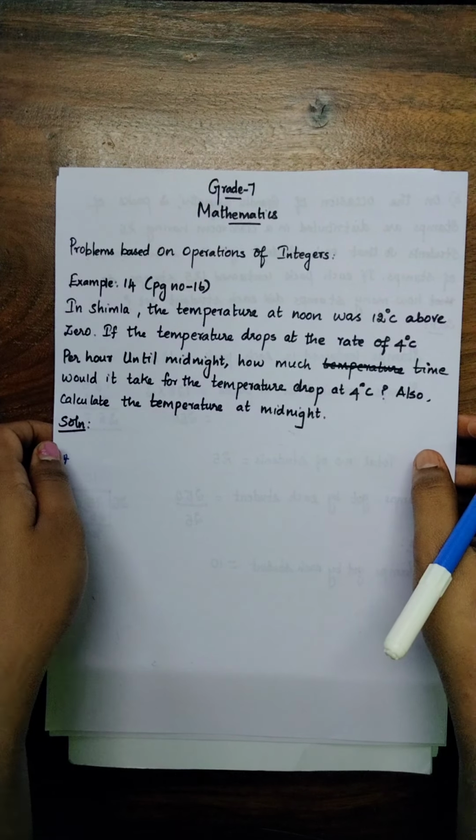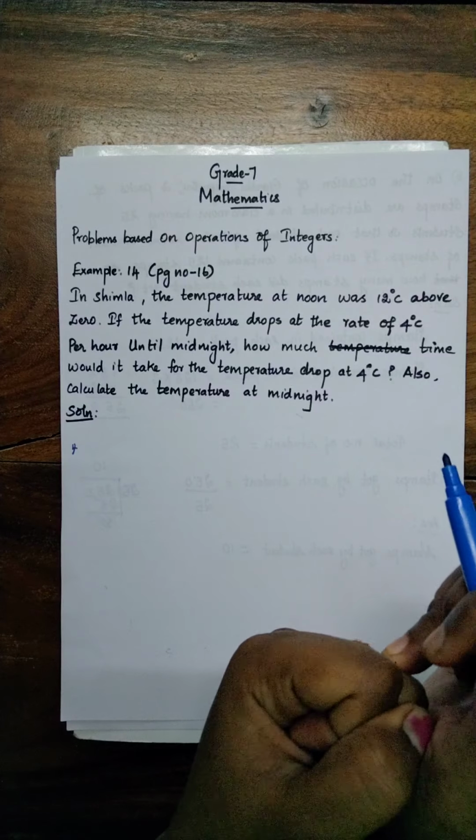At first the temperature decreases 4 degrees Celsius, then again it decreases 4 degrees Celsius. Finally the temperature comes down to 4 degrees Celsius. We are going to find how much time it would take. Initially our temperature is 12 degrees Celsius, then it is decreasing. The final temperature is 4 degrees Celsius. From 12 to 4 it is decreasing. So we are going to calculate how much time it would take for the temperature to drop to 4 degrees Celsius.